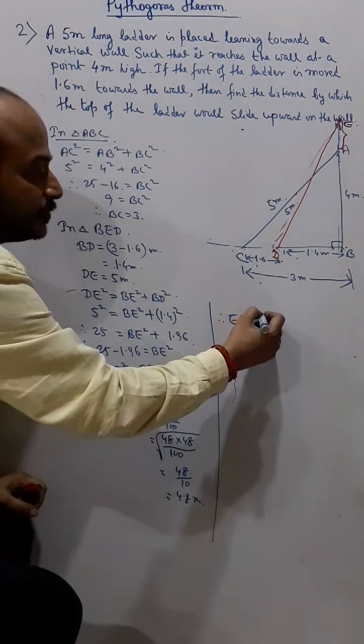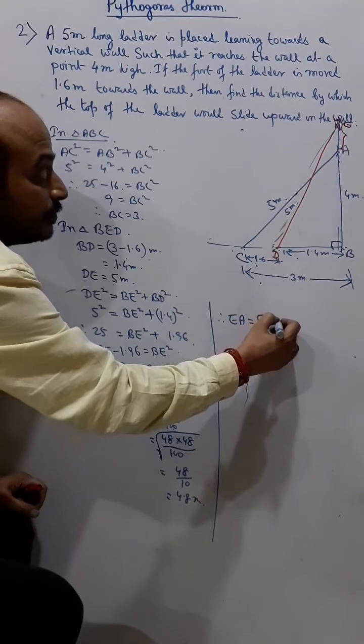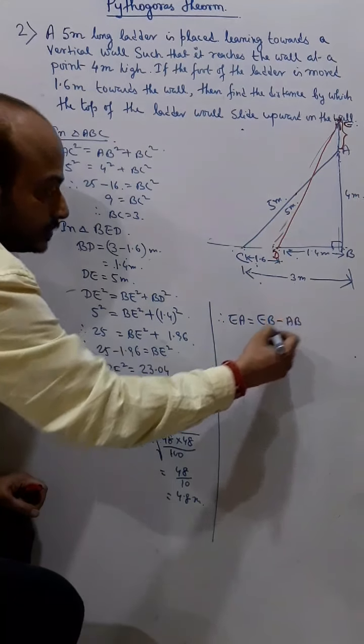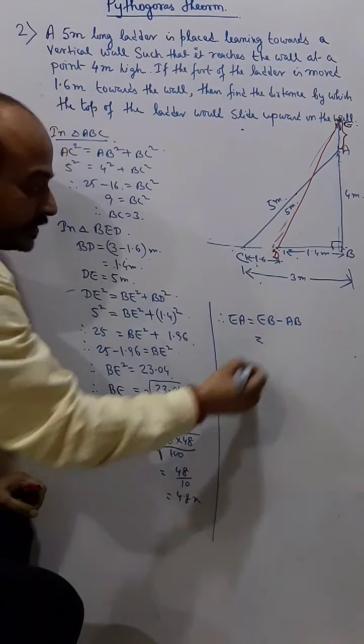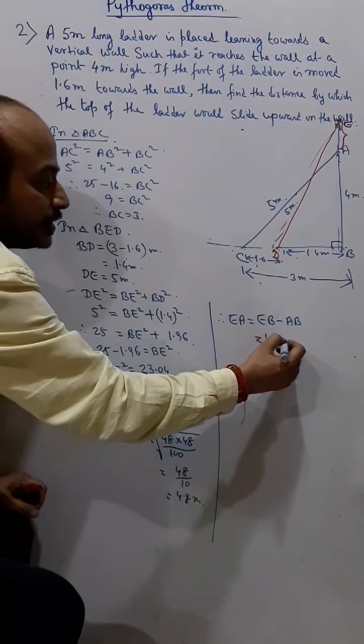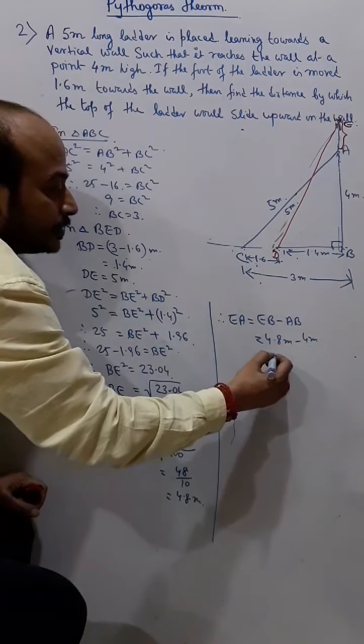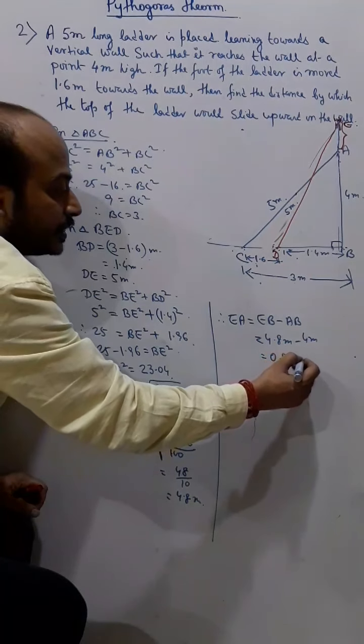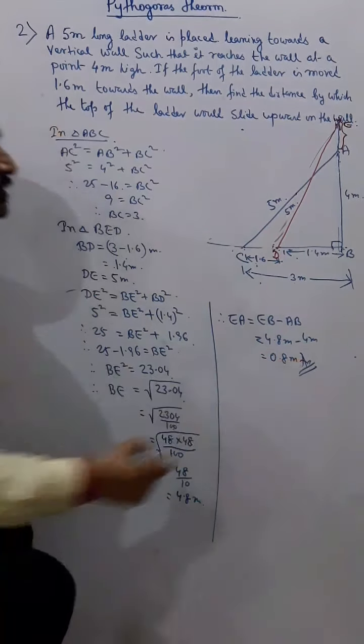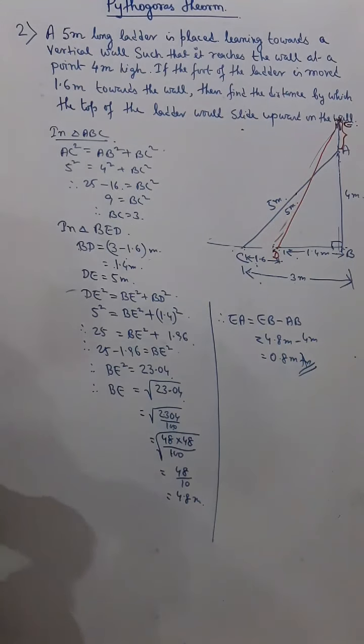And therefore finally we can say EA will be EB minus AB. EB, that is BE, in fact 4.8 meter, minus AB is 4 meter, so it is 0.8 meter, and that is the answer. Okay, understand?